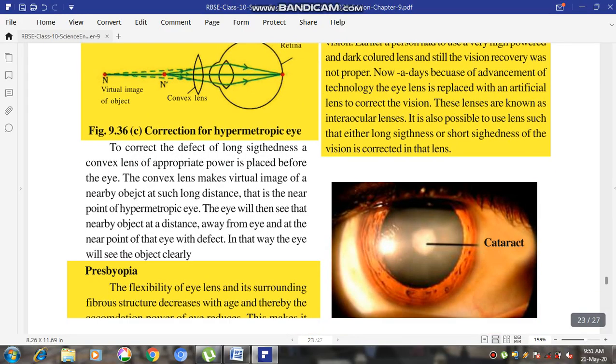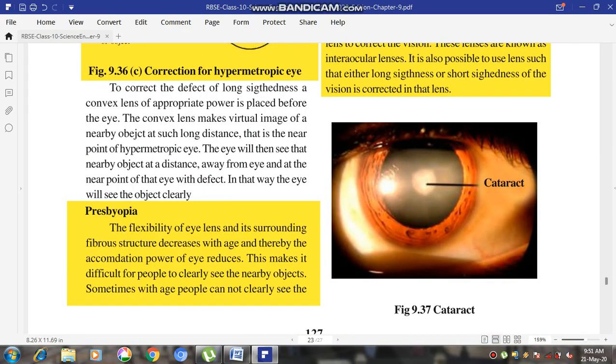So, what is cataract? Cataract is a small white-colored point located in front of our lens, so we cannot see the object clearly. To overcome this, we use intraocular lenses. Due to these lenses, we can overcome the cataract problem.